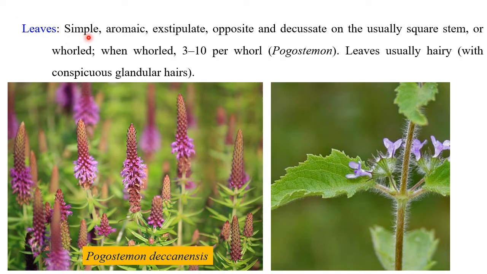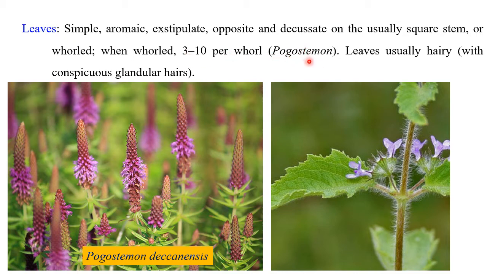Leaves are simple, aromatic, exstipulate, opposite and decussate. Here you can see opposite leaves, and each upper pair is at right angle to the lower pair of leaves, so we call it opposite and decussate, on usually a square stem, or sometimes it may be furled. In this case, Pogostemon deccanensis, you can see the leaves are furled, ranging between 3 to 10 per fold.